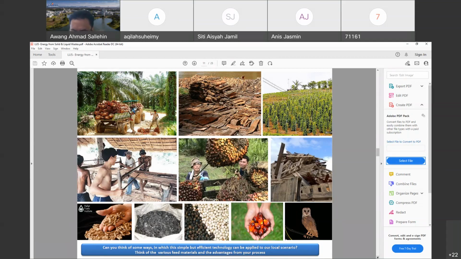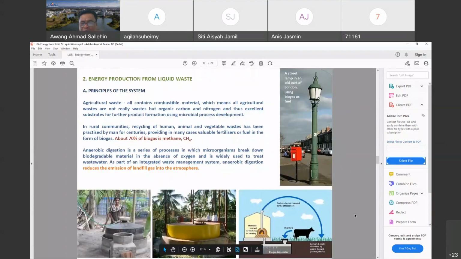There are various types of feed materials. Okay, and then looking into the advantages of the respective processes involved, that will help in the circular economy. Okay, so that will be on energy from solid waste. Next, we move on to energy production from liquid waste.